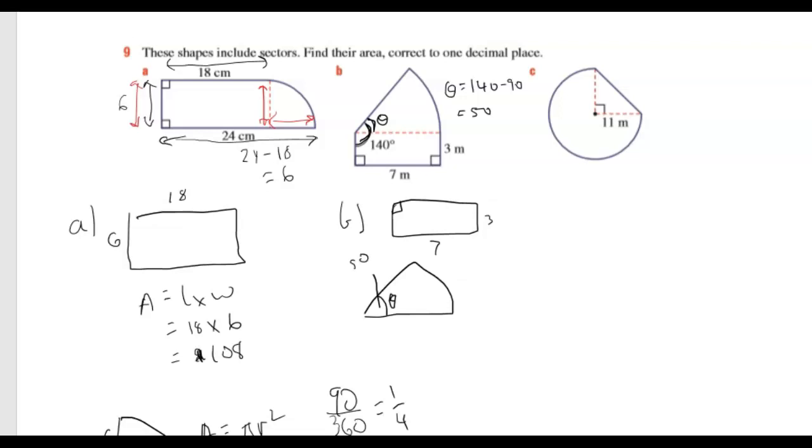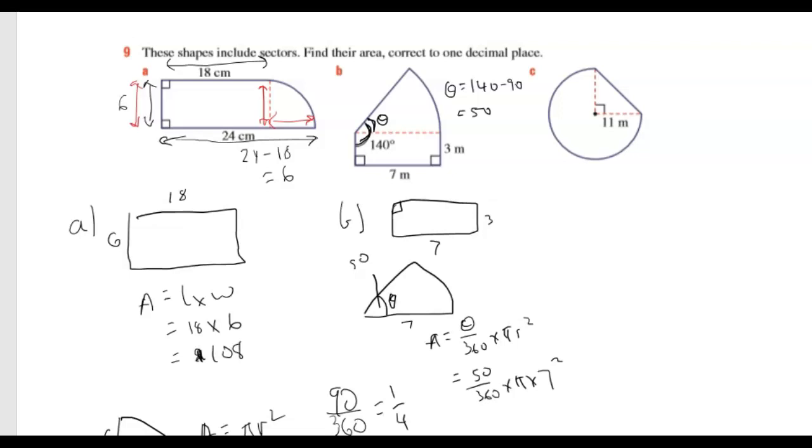So when you're doing your sector formula, the area of a sector is theta over 360 times pi r squared. You're going to have 50 over 360 times pi times r, so your radius, and the radius is the same as the length of the rectangle, which is 7. Okay, so hopefully that's enough information for you to do question B.